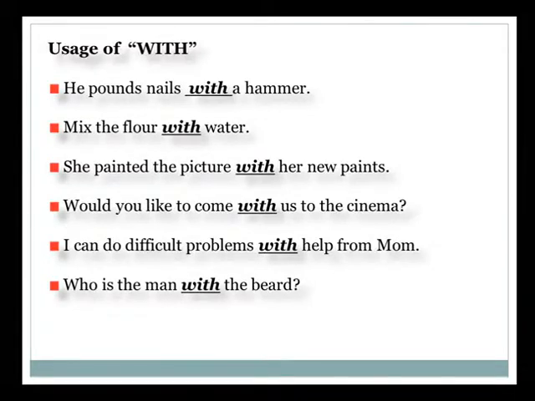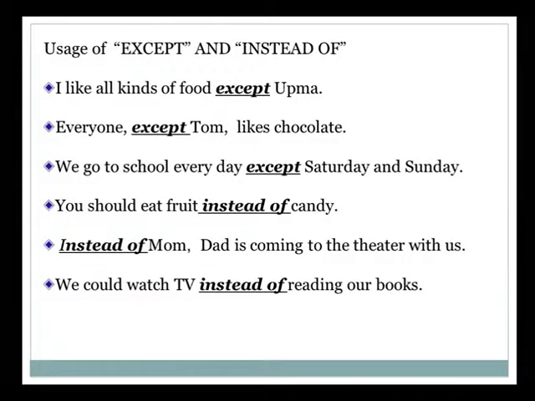The next prepositions that are coming up here are except and instead of. The two are quite similar, but obviously there is a difference. The first example: I like all kinds of food except upma. That means I like everything except upma. I don't like upma. I like all the other things. So except, you should remember, is a negative preposition. When you want to exclude something, you should use except.